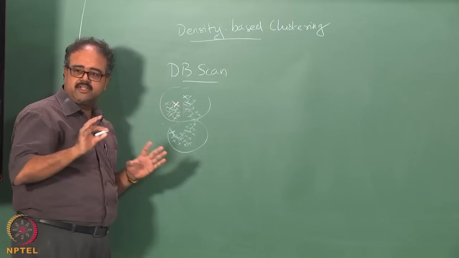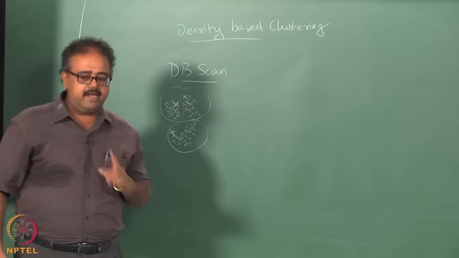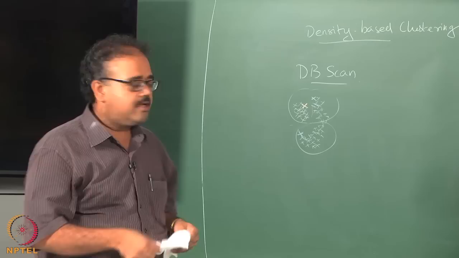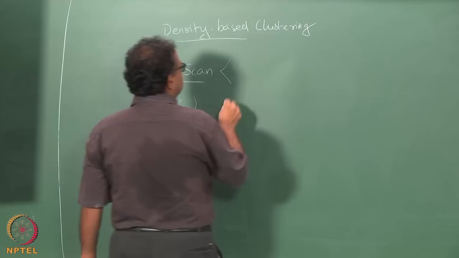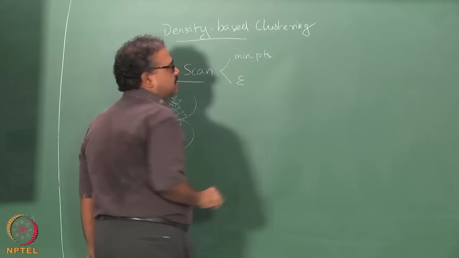So what is it that we should define first? What I mean by a dense region. So that is essentially what we have to define. There are two parameters that DBSCAN uses. One is called min points, the other one is epsilon. Okay, these are two parameters.